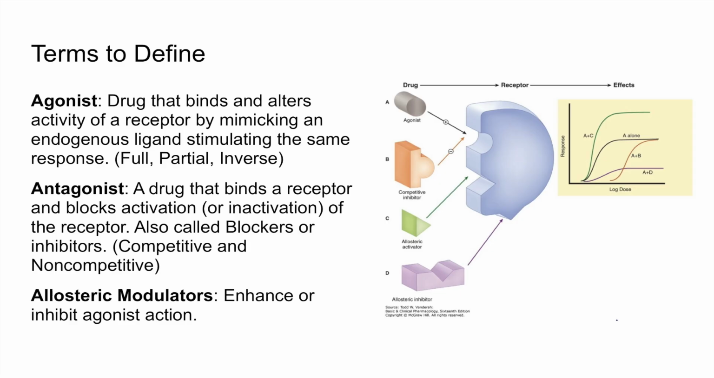A competitive antagonist competes with the agonist at the same binding site. Its effects can often be overcome by increasing the agonist concentration. A non-competitive antagonist reduces the response in a way that generally cannot be fully overcome by adding more agonist. Allosteric modulators bind at a different receptor site, and they alter receptor behavior and may either enhance or inhibit the agonist's action.